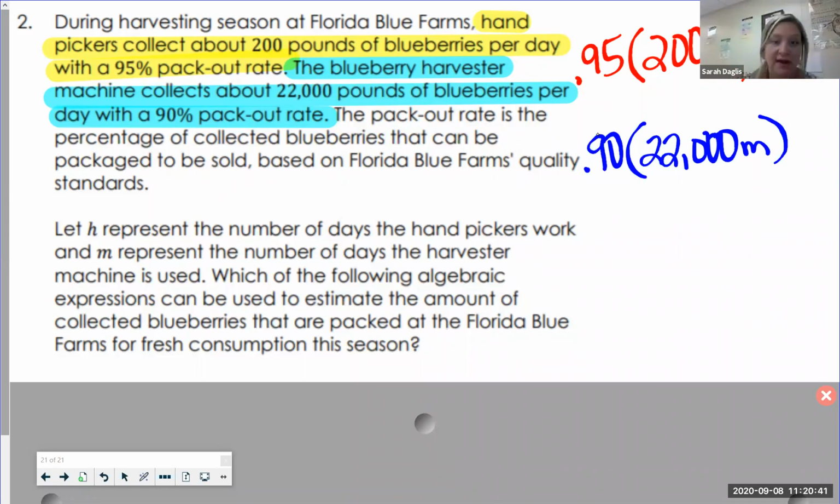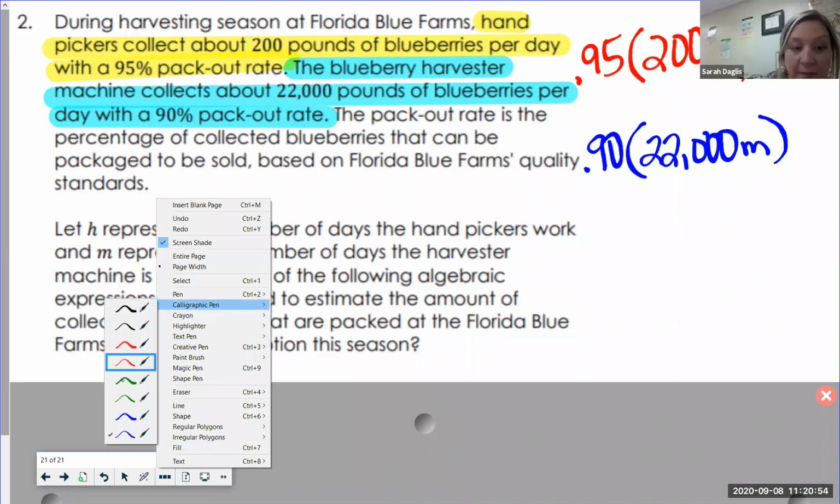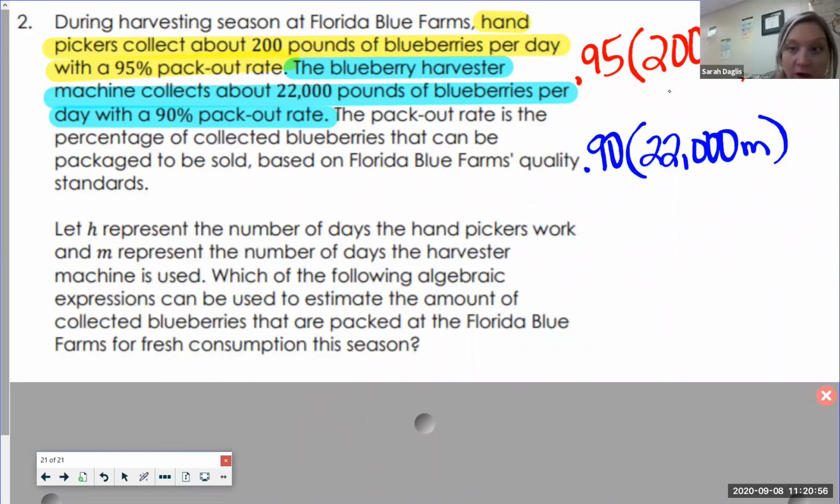So to write an algebraic expression to be used for the estimated collected blueberries for both ways means we're going to do what to these? Are we going to add them, multiply them, subtract them? We are going to add them together to get their combined collection of blueberries, okay? So I have my two expressions. Let's see which one of my answer choices follows.